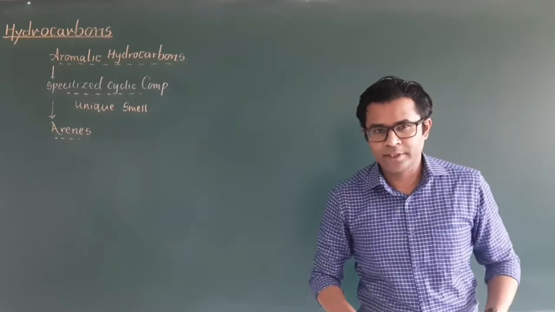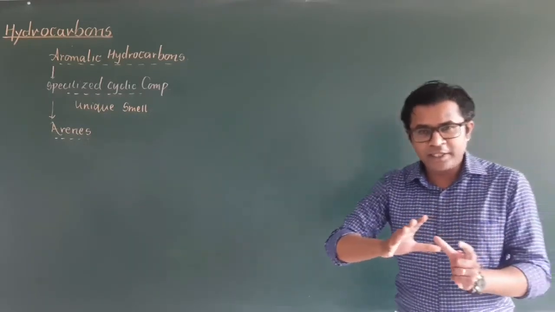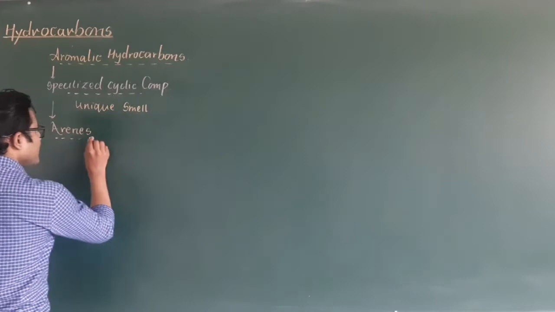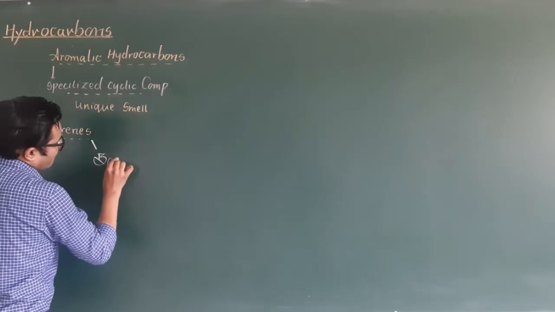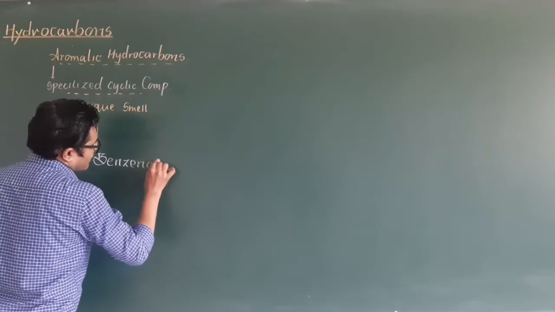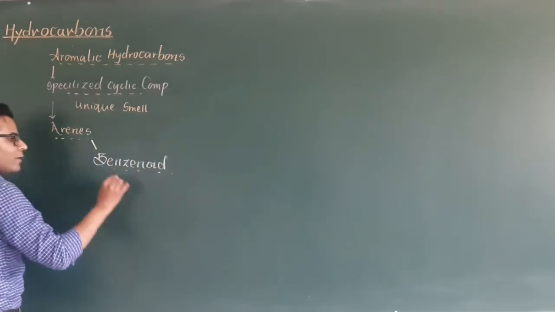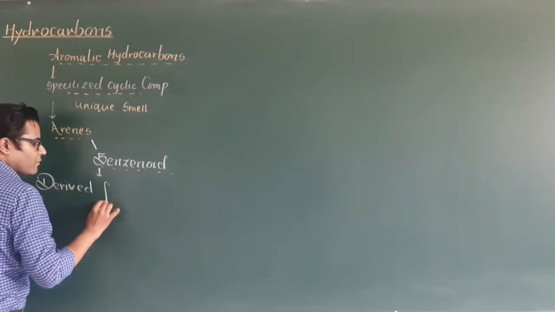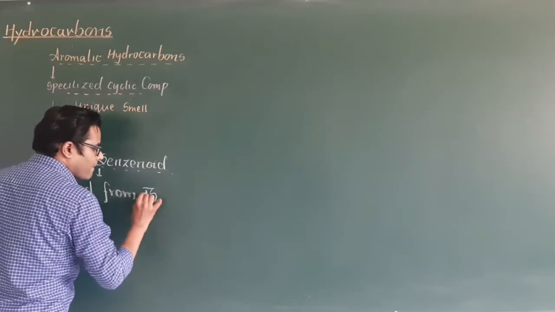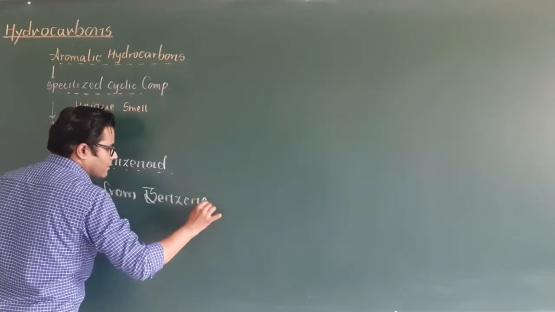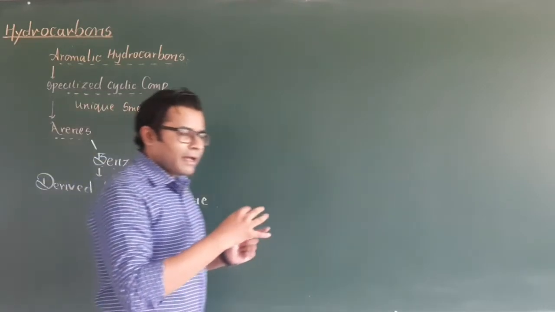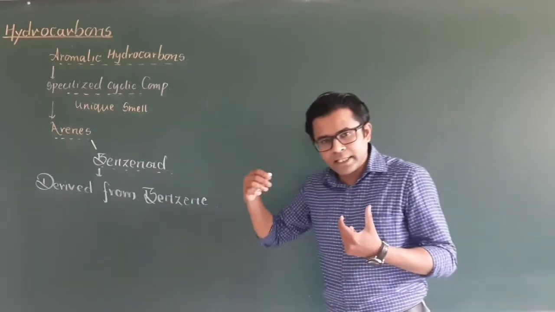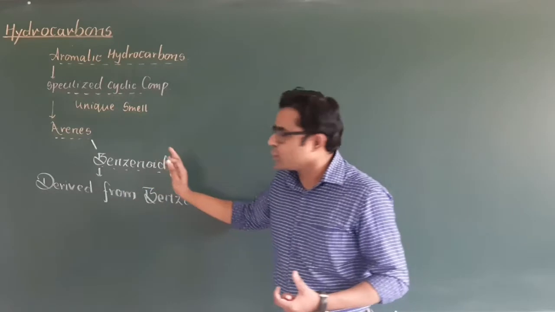benzenoid and non-benzenoid. So our studies are going to be strictly restricted to the benzenoid type of compounds. When I am speaking about the benzenoid, that means we are going to have the compounds which are derived from benzene. So any cyclic compound which is derived from benzene, or looks like benzene, we classify under the benzenoid system.